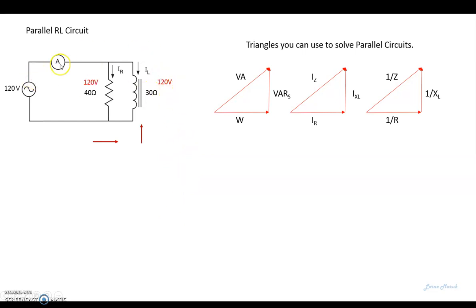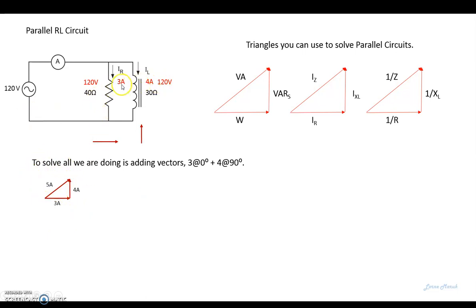It's in parallel, so we have equal voltage across each branch. And we can find our current by using Ohm's law. And realize that we are just adding vectors. 3 amps at 0 degrees plus 4 amps at 90 degrees will give us our circuit current. And we can use the current triangle to do that, which is 5 amps.